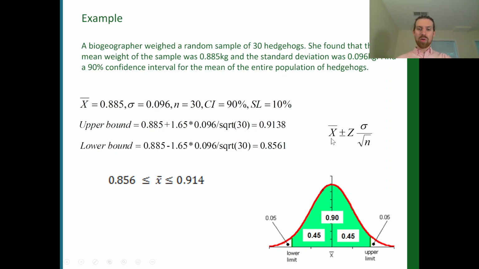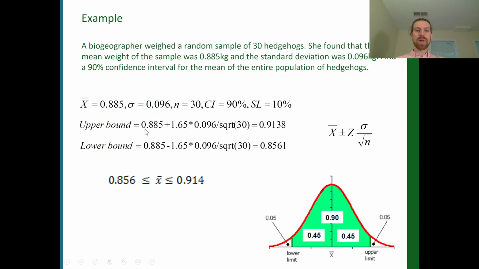And the way to do that is to get the sample mean, which we know is 0.885. We then need to get the z-score, which for 90%, so we want to be 90% confident, means we want 90% of the values falling here, which means 45% above the mean and 45% below. So we need the number of standard deviations above or below the mean to represent this point, which is 1.65. And then we need the standard deviation. Okay, so that's been provided to us. It's 0.096. And then we have the number of samples, which was 30.